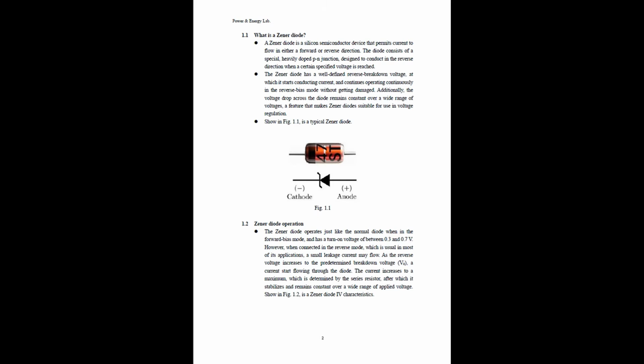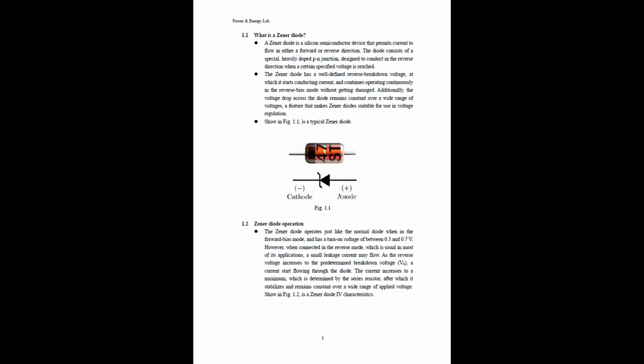1.1 What is a Zener diode? A Zener diode is a silicon semiconductor device that permits current to flow in either a forward or reverse direction. The diode consists of a special, heavily doped p-n junction, designed to conduct in the reverse direction when a certain specified voltage is reached. The Zener diode has a well-defined reverse breakdown voltage, at which it starts conducting current, and continues operating continuously in the reverse bias mode without getting damaged.